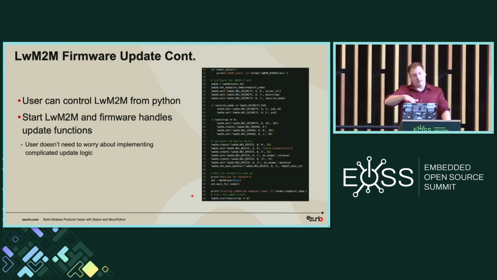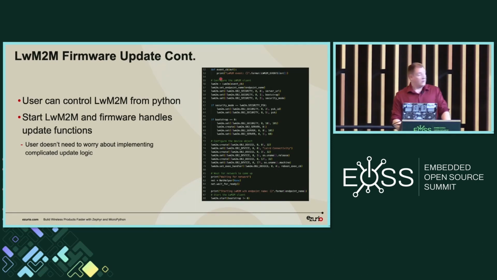We've built that in under the hood, so when you connect and start lightweight M2M, Object 5 and Object 9 are already there for you, already configured, and you can send a URL to each of those objects, have the device download firmware, and it knows how to flash it and do everything.